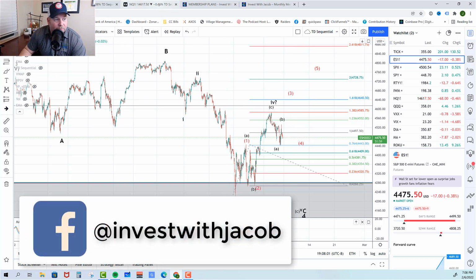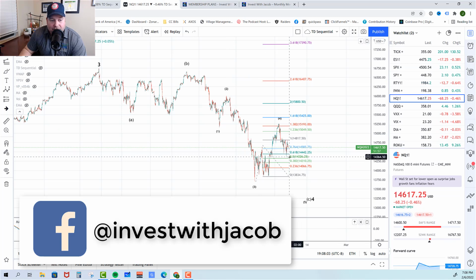NASDAQ, same thing, looking for a move directly lower and take out this low and they accelerate.